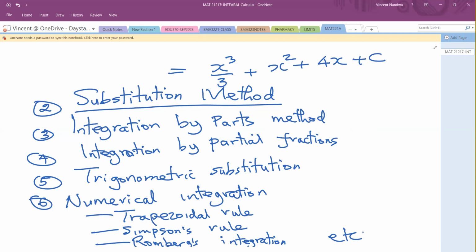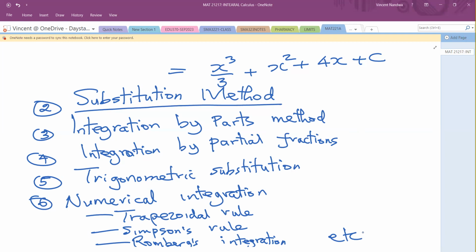So the numerical integration part, if time will allow, we'll do it in this course. If time doesn't allow, we'll do it in numerical methods. But what we must do and what we have to know is to understand and apply the integration by power rule, integration by substitution method, integration by parts, integration by partial fractions, and trigonometric substitution. So before now, we dwell into the nitty-gritties of each of these methods.